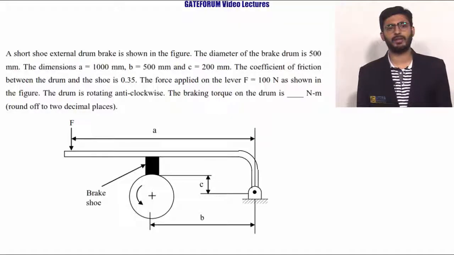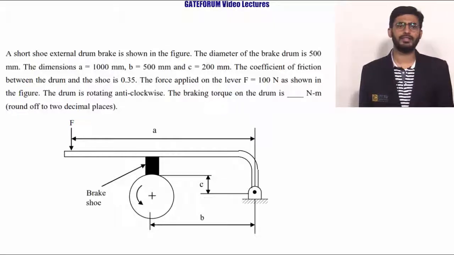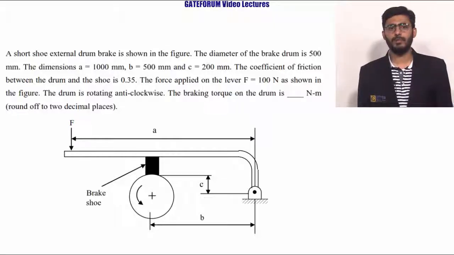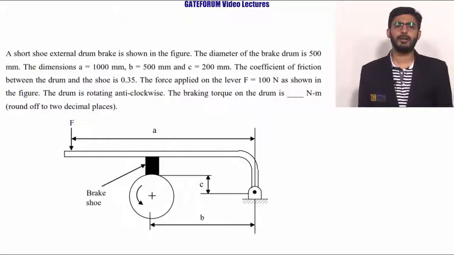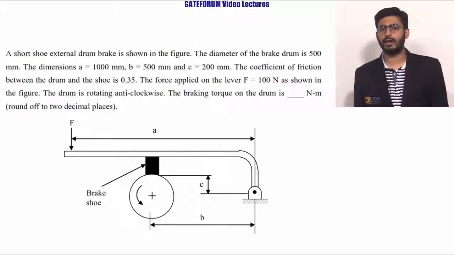This question belongs to the topic design of machine elements from the topic brakes. A short shoe external drum brake is shown in figure. The diameter of brake drum is 500 mm. The dimensions A equal to 1000 mm, B equal to 500 mm, and C equal to 200 mm. The coefficient of friction between the drum and the shoe is 0.35. The force applied on the lever F equal to 100 newtons as shown in figure. The drum is rotating anti-clockwise. The braking torque on the drum is dash Newton meters.